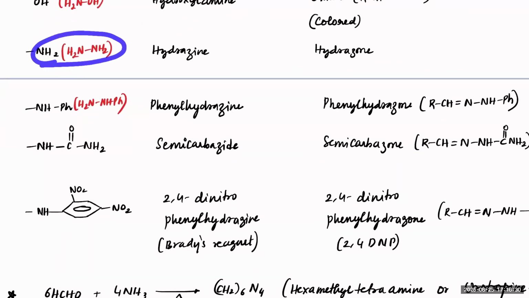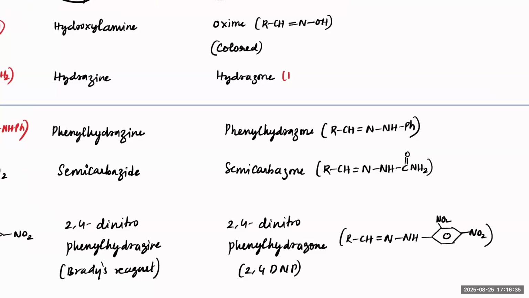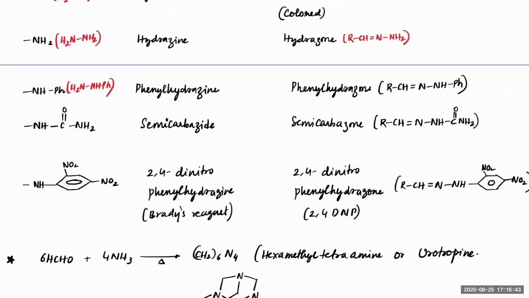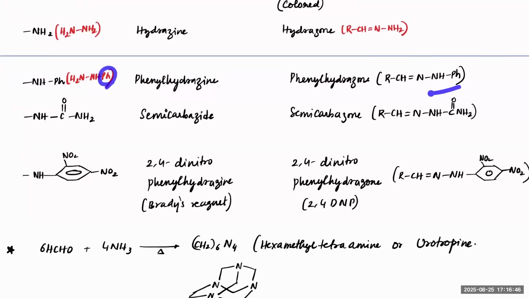Similarly, if you have NH2 here, then this is called hydrazone. So how does the hydrazone look like? It will be RCH double bond N with NH2. This is hydrazone. Now if we have a phenyl, then we call it a phenylhydrazone. If you have NH, then C double bond O, NH2, an amide group is there. If you have an amide group, it is called semicarbazide. The name is semicarbazide, and ide will become one. So this will be semicarbazone. So this is the connection we have.